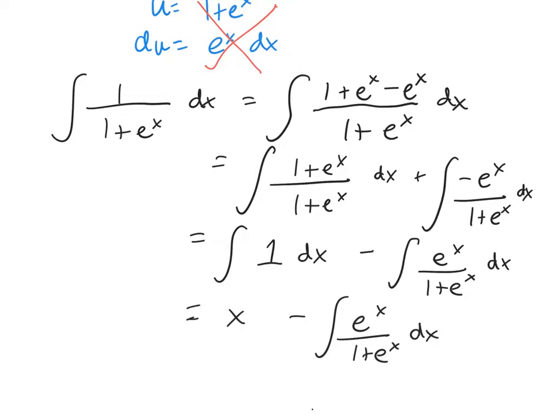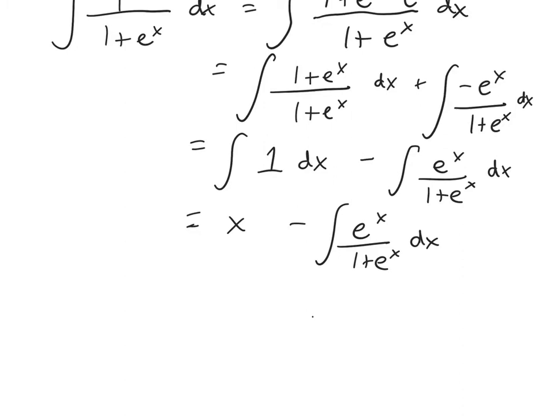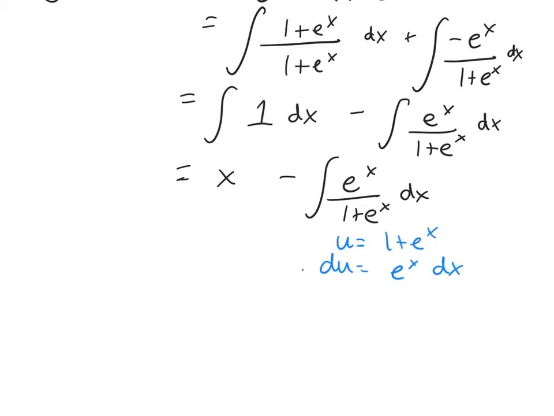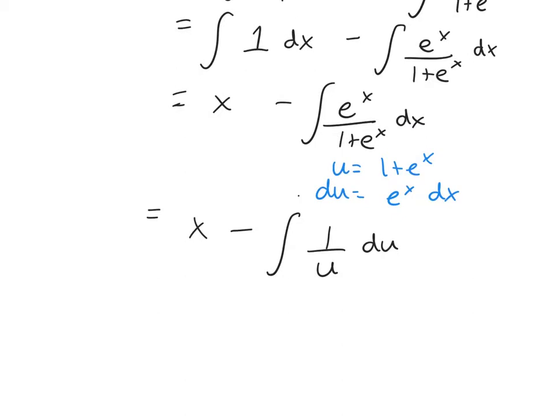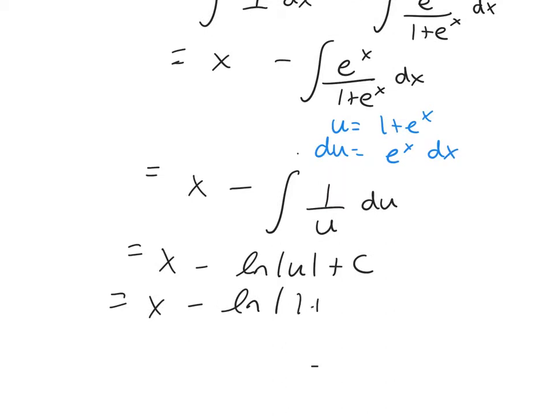For this other integral that we're left with, we can now do substitution. My u would be 1 plus e to the x, du would be e to the x dx. And so I can plug in my substitution here: x minus the integral 1 over u du. We've integrated 1 over u a few times now: minus ln of u plus c, and plug in u was 1 plus e to the x. And there's our answer.